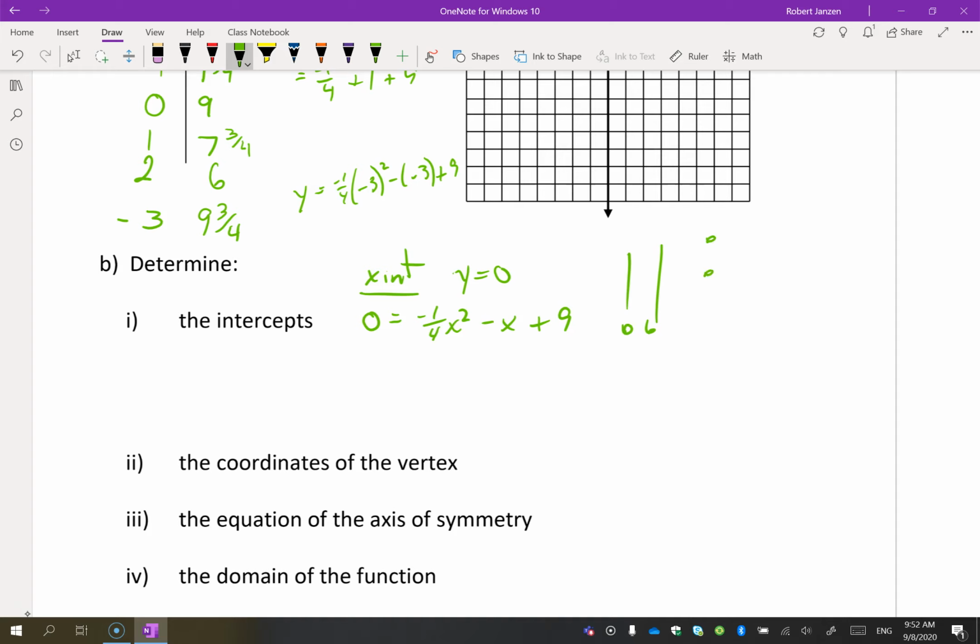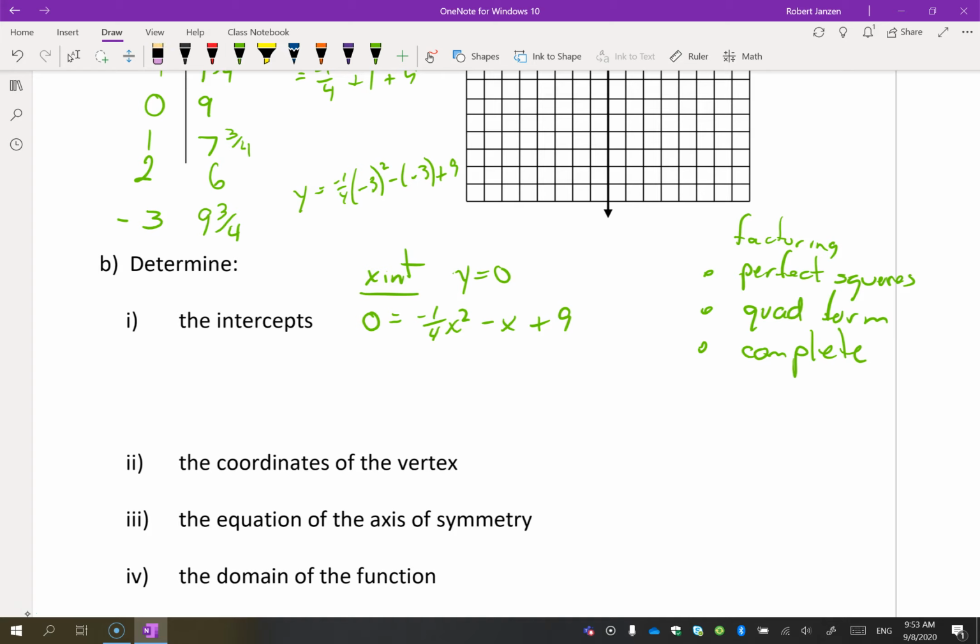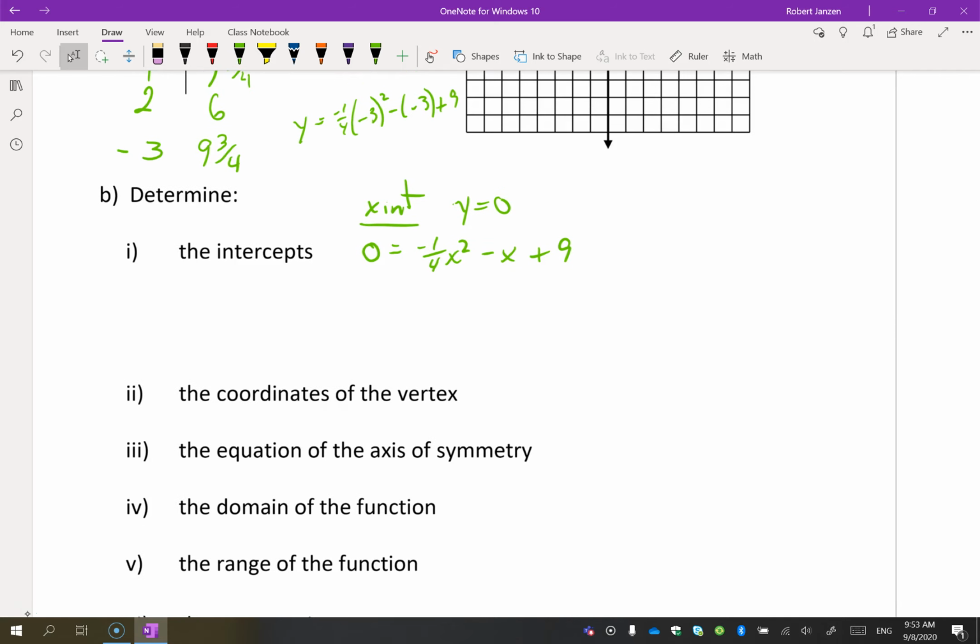Remember, we had 4 ways to solve an equation. We had factoring, we had perfect squares, we had the quadratic formula, and we had complete the square. Okay, those were the methods we had to solve equations. Well, this is an equation. It's a quadratic equals 0. So we should be able to solve this.